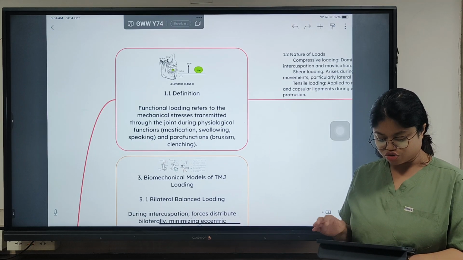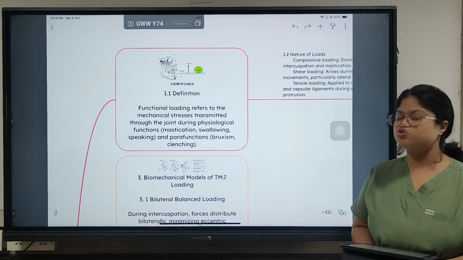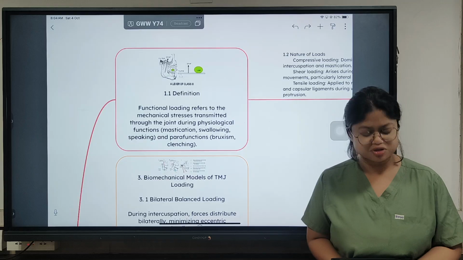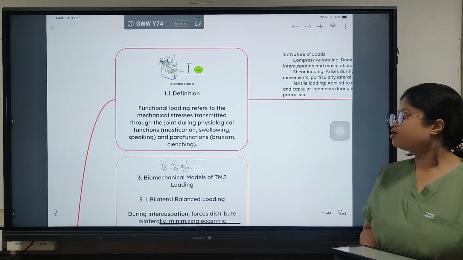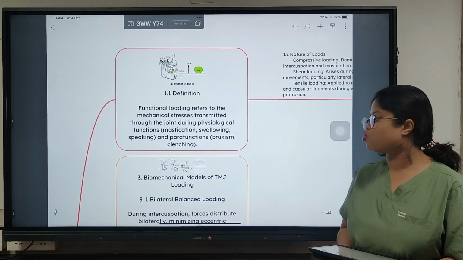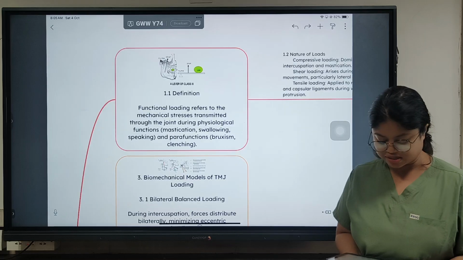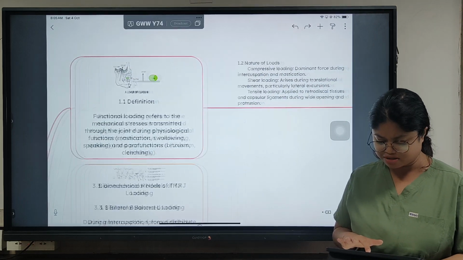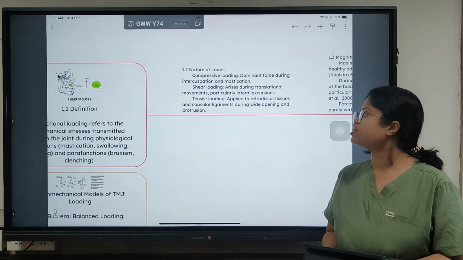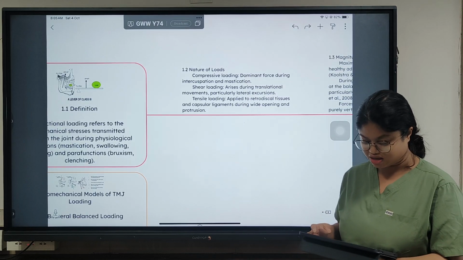discussing it. So coming to the definition, functional loading refers to the mechanical stresses that are transmitted to the joint during physiological functions, either through swallowing, mastication and speaking, or through the parafunctions that can be seen in bruxism and clenching habits. We have three types of loads that come into action in the biomechanics of the TMJ.